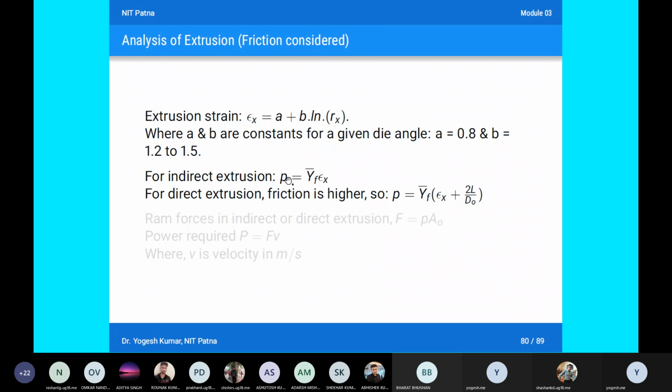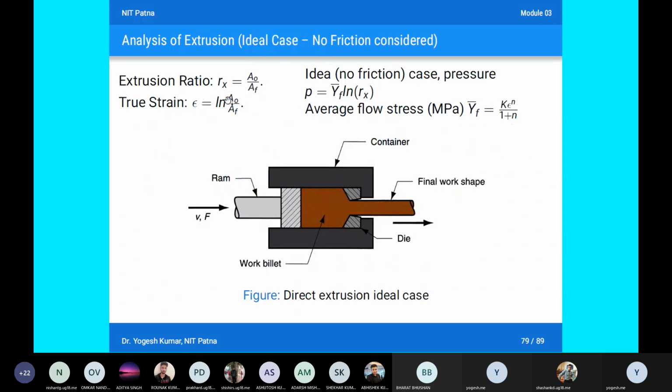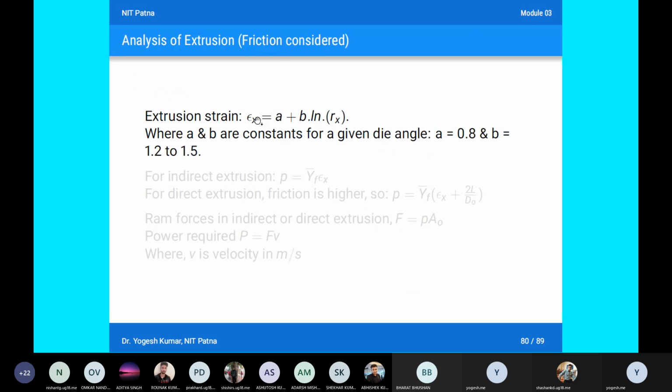the pressure is given as P = Y bar times epsilon x. So what is changing here? When we are considering friction, this epsilon x is changing. Earlier this epsilon x was natural log of AO upon AF, but now epsilon x is A plus B natural log of Rx.